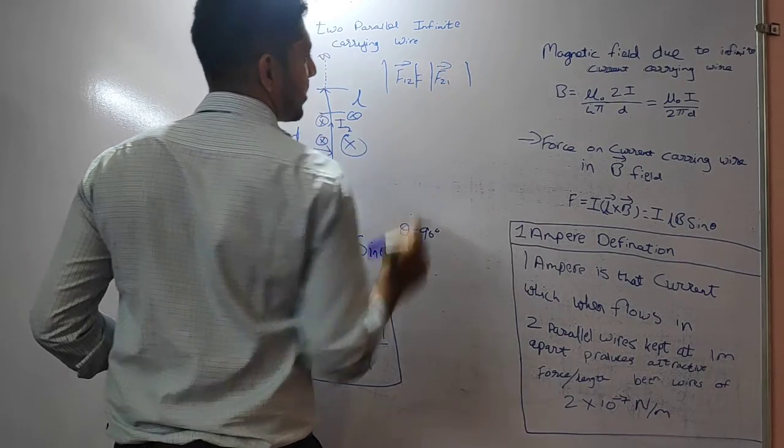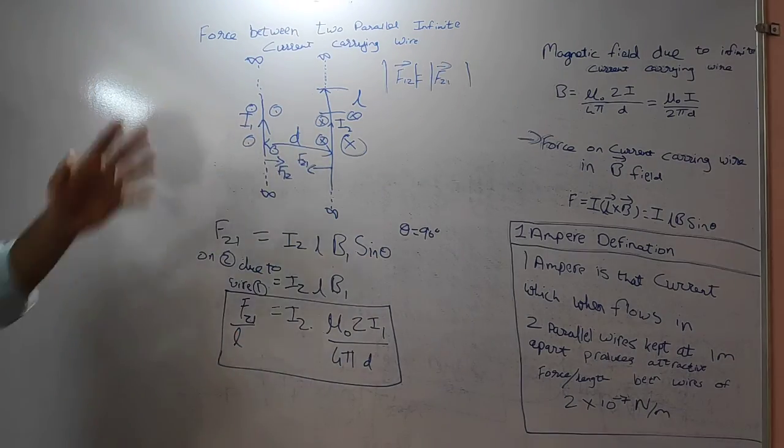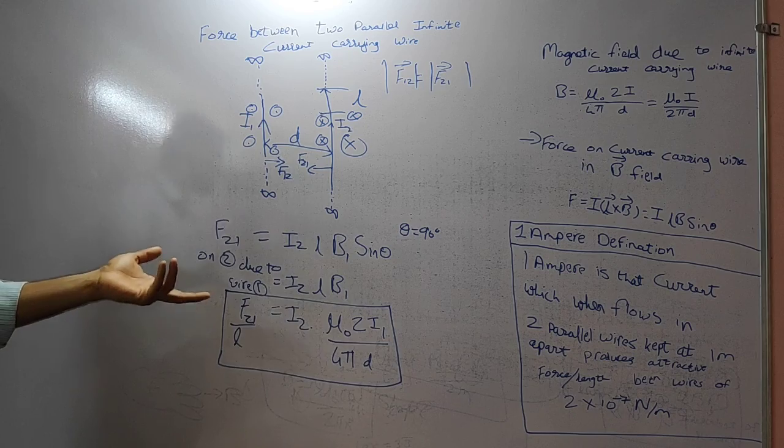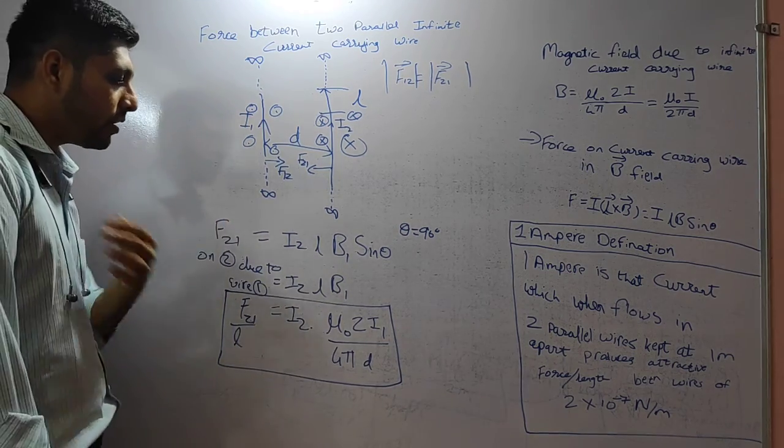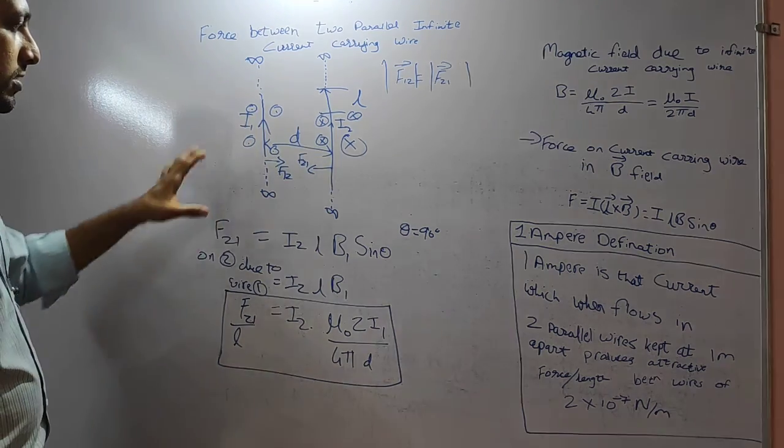If you put the modulus, then it will become the same. Only if you want it in vector form, then the direction changes, so you can write a minus. Okay, so that's it for this.